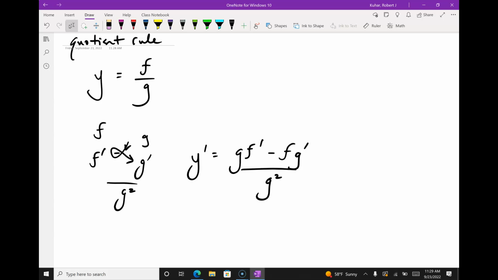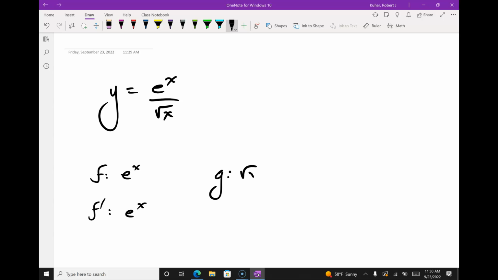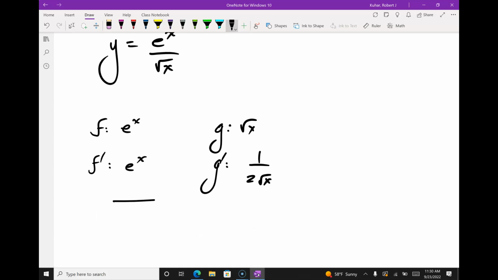Here we go. My function is e to the x over square root of x. Looks familiar. Domain is all positive numbers, right? I can't use 0 here. I can't use negatives, right? We okay with that? So my upstairs function is e to the x. What's the derivative? E to the x. I owe you a proof of that. I will very soon. Downstairs function is square root of x. Hopefully we have this one memorized. 1 over 2 square root of x is the derivative. And then we want to think of the downstairs squared, which of course is just x.